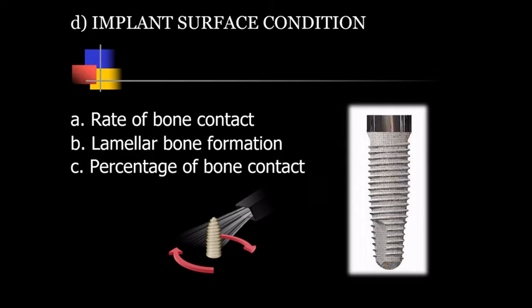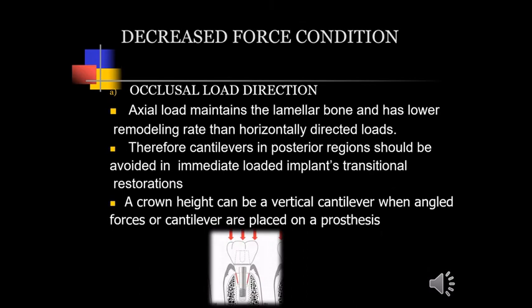Such an example is the hydroxyapatite coating, which is shown to have these properties along with a reduced rate of bone remodeling during occlusal loading. Hence, if the bone is not of ideal density, such as D4 bone, for immediate loading, hydroxyapatite may decrease the risk of overload. Next is decreased force condition.